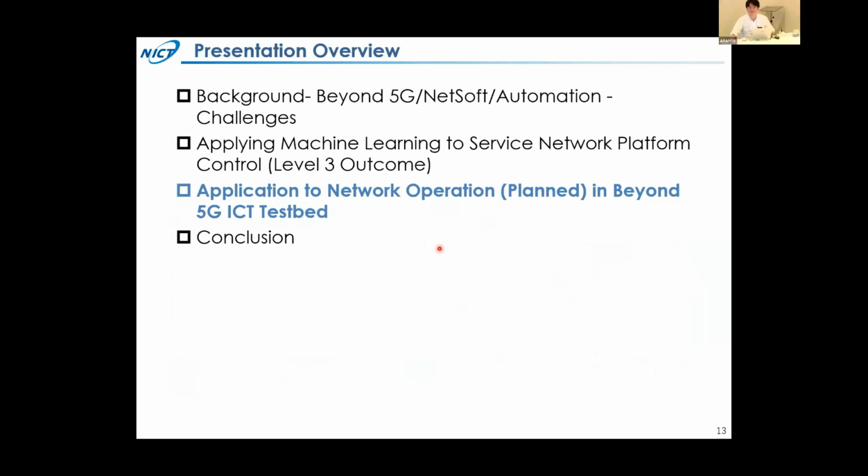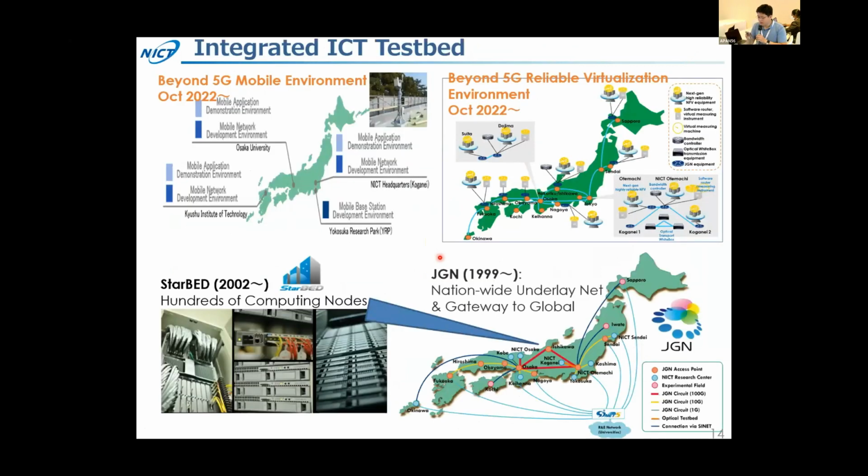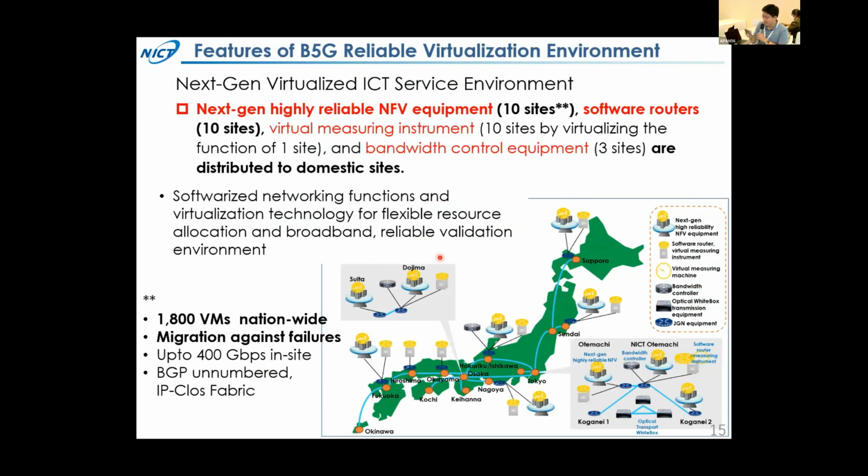Hi, this is Min Seok Chan from KIST. I saw slide 15. You run about 1,800 VMs nationwide. And what is the purpose of those VMs? Pardon? Yeah, what purpose of those VMs?